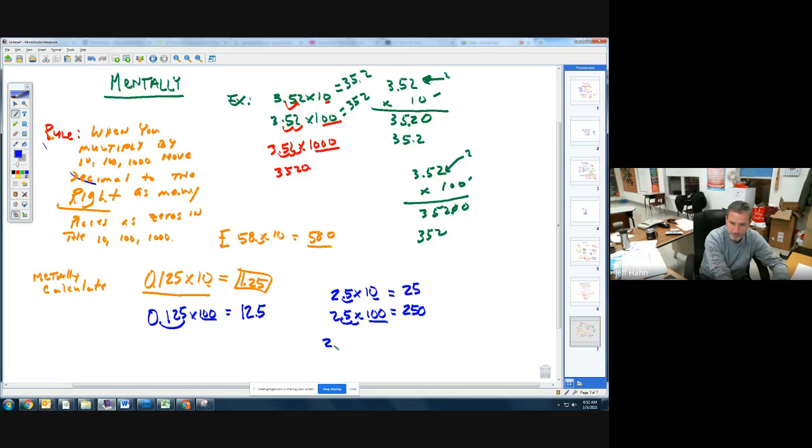Or just for fun, what if it was 2.5 times 1,000? 3 zeros means I move it 3 places, which means in this case I am going to have to add 2 zeros to come up with all my places.